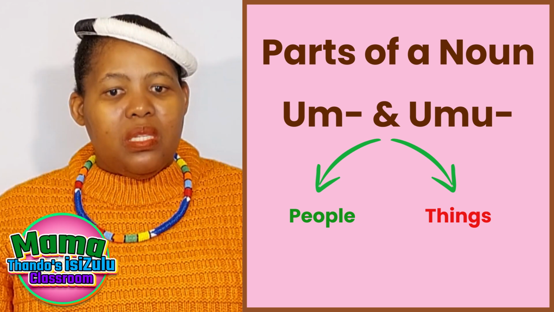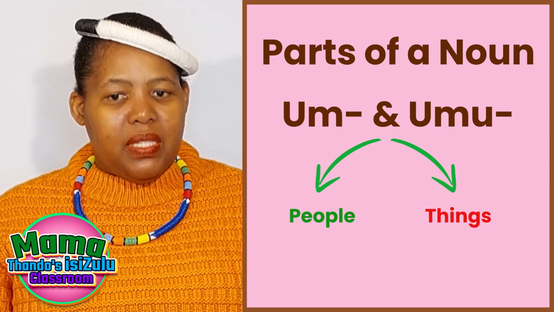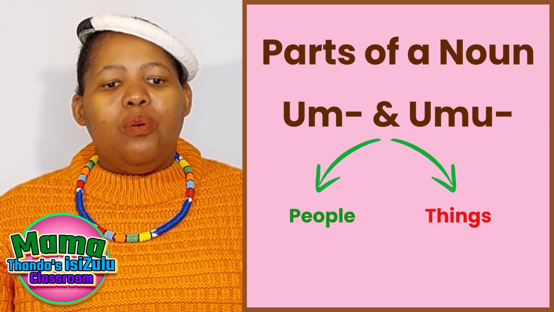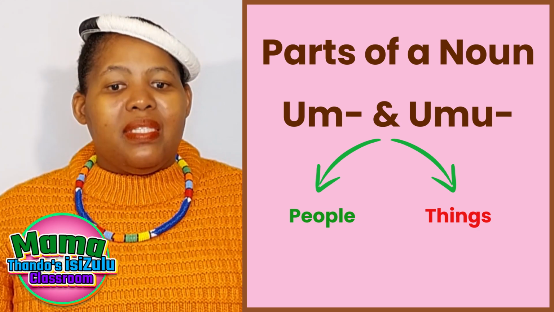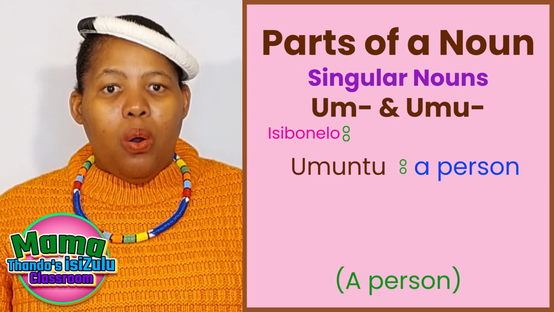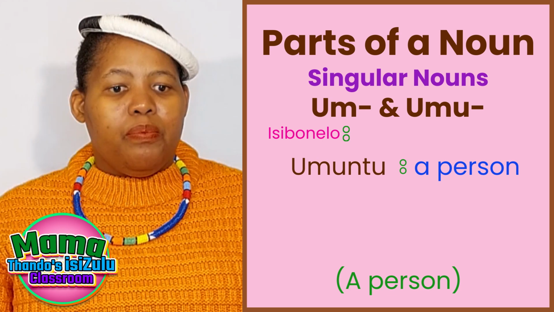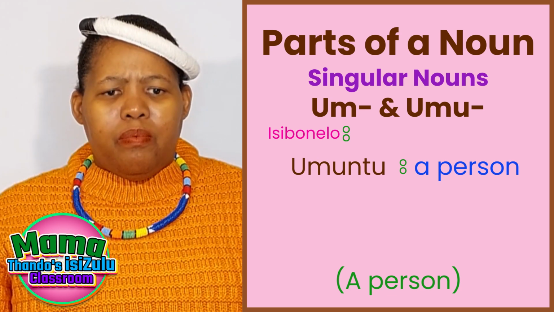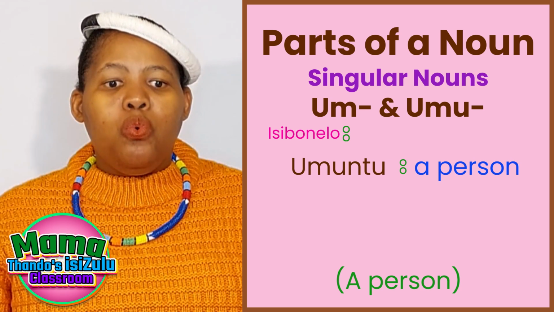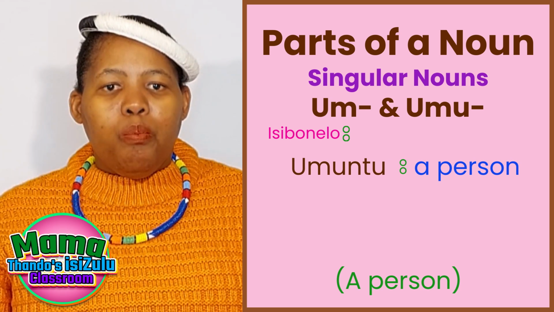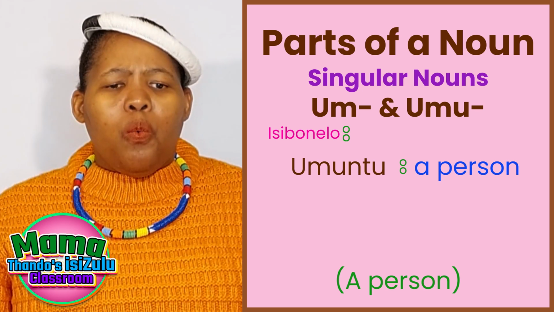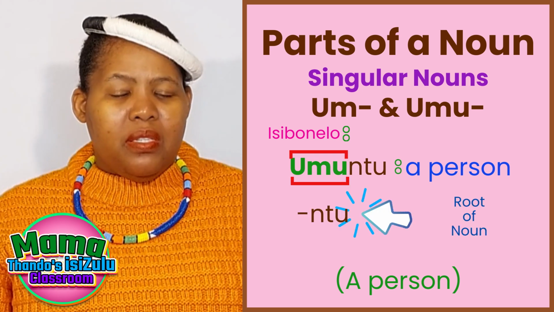About nouns that start with the prefixes umu and um. We can now tell if ibizo that start with umu will start with aba or imi when it's plural. For example, a person in isiZulu is umuntu. A person. We already know that this is a person.